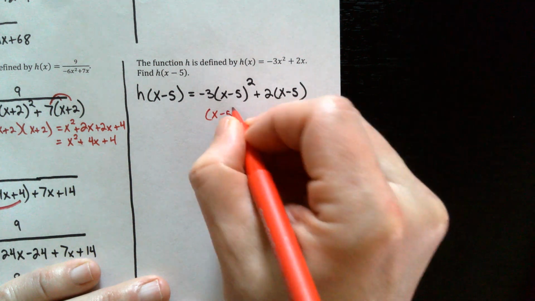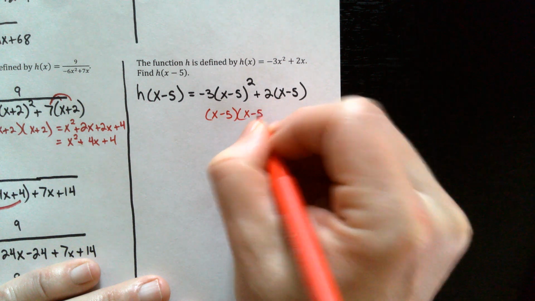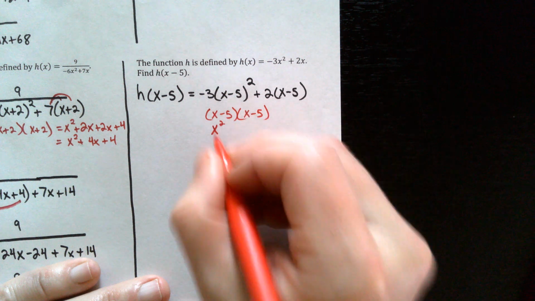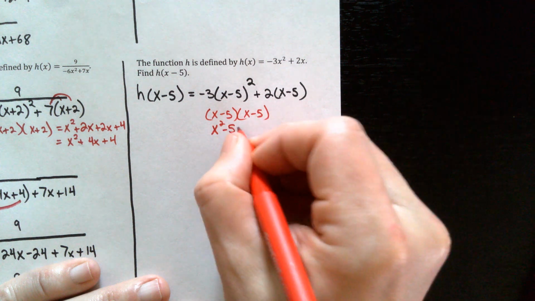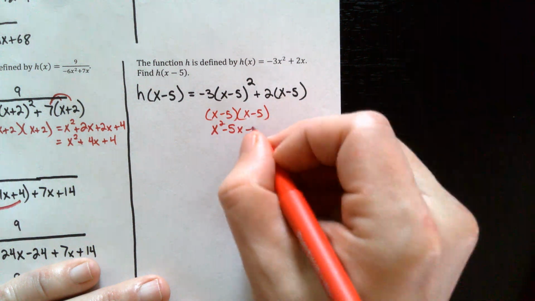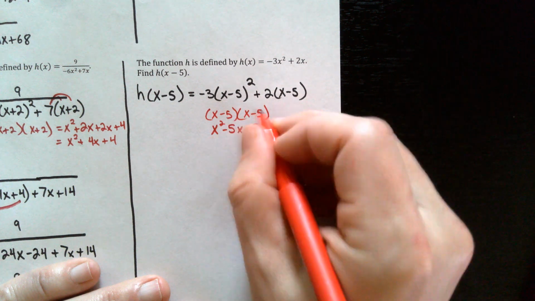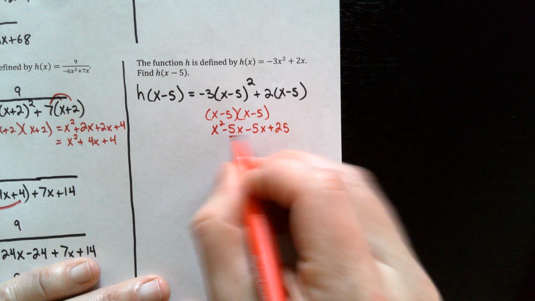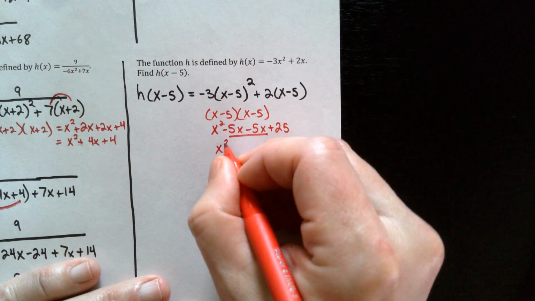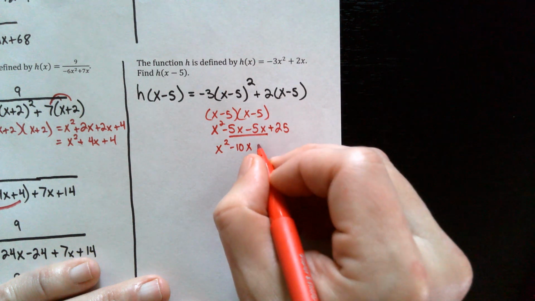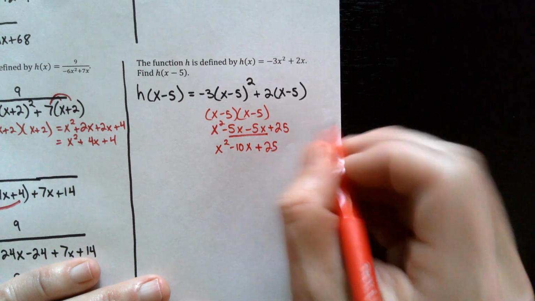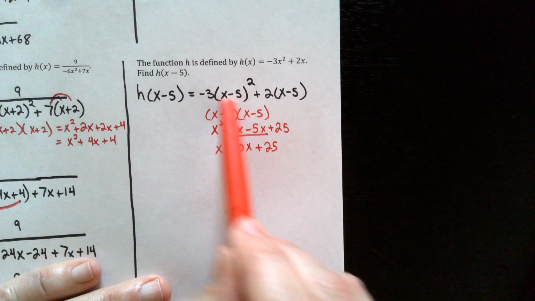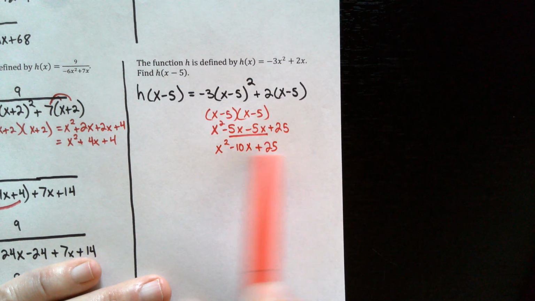X minus 5 times x minus 5. Distribute this out, and you get x squared. That's x times x. X times negative 5 is negative 5x. Negative 5 times x is another negative 5x. And then negative 5 times negative 5 is a positive 25. Combine these two middle terms, and you get x squared minus 10x plus 25. Okay, so that is what I'm going to put in place of this right here. The x minus 5 squared will now be this.